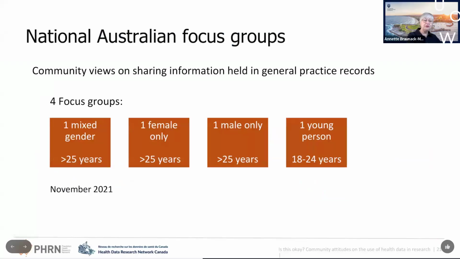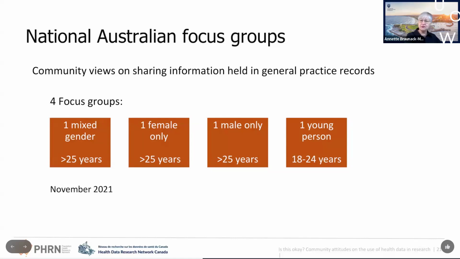So we've used a range of methods. First of all, we've used some focus groups. We used those in our general practice project, and we conducted them as a preamble to running a large community survey, which was then a preamble to running some community juries. Our focus groups, we ran 4, they were pilots, so they weren't substantial and they only gave us an indication of what views might be. We ran them fully online with 2 mixed gender groups, 1 female only, 1 male only, and 1 young person's group.